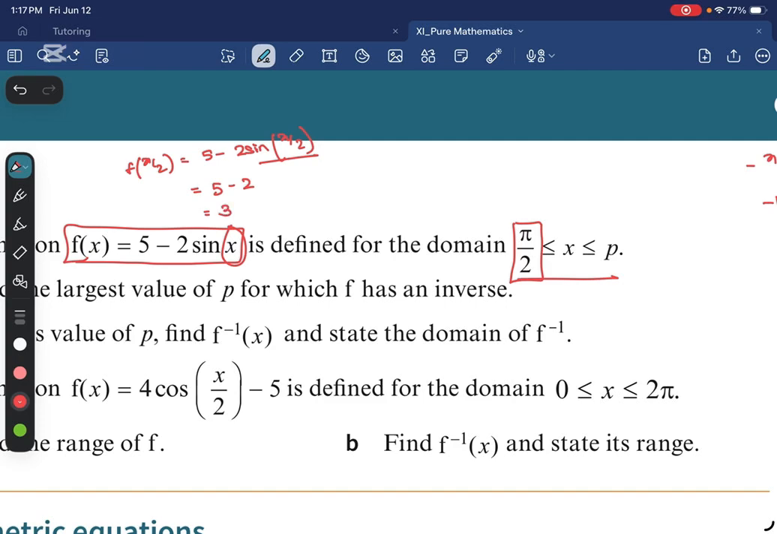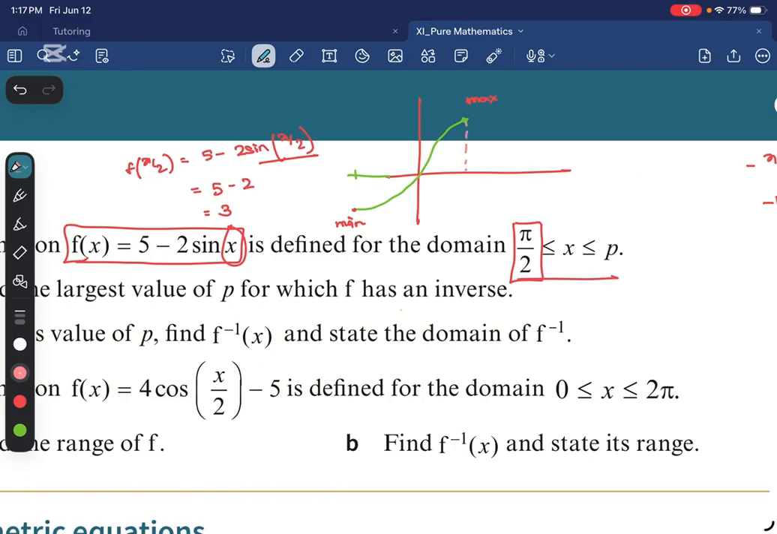So a logical extension is that, previously I was restricting from negative pi by 2 to pi by 2. I was restricting from a minimum point to a maximum point. But I can also restrict it from a maximum point.